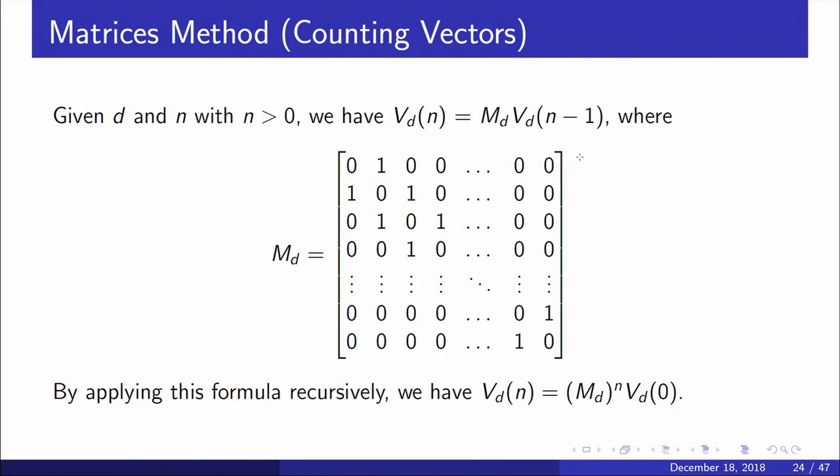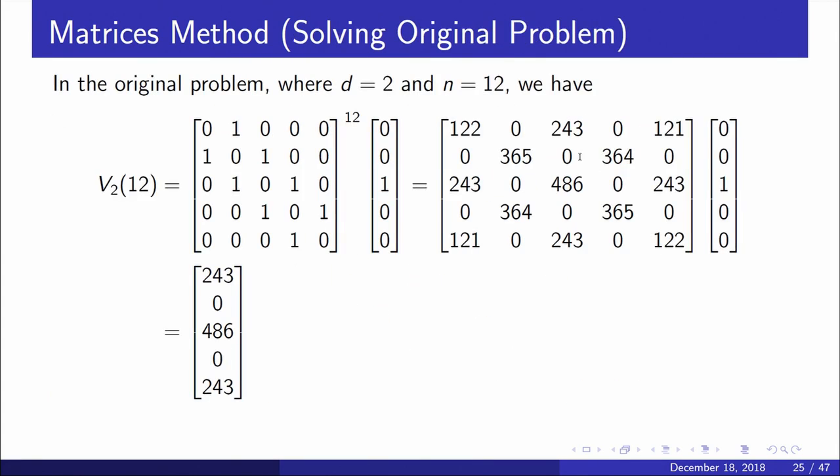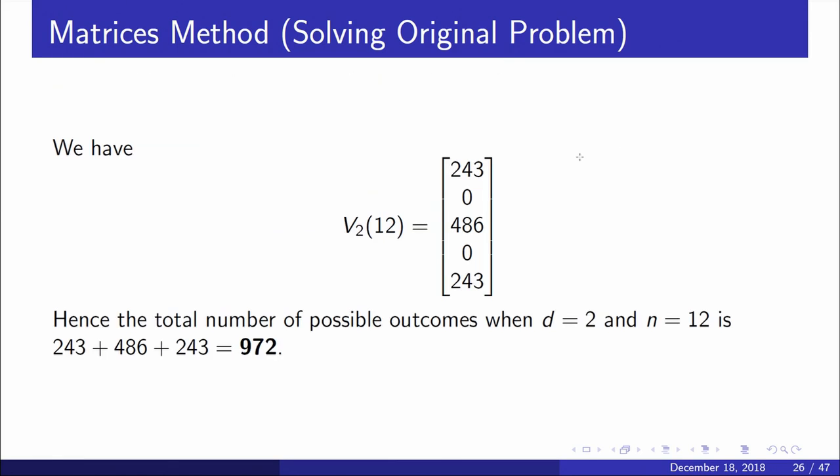So now we can try to find a transition matrix, M_d, such that V_{d,n} is equal to M_d times V_{d,n-1}, where M_d is shown here. Applying this formula recursively, we have V_{d,n} equal to M_d to the nth power times V_{d,0}. In the original problem, recall that d is equal to 2 and n is equal to 12. So V_{2,12}, the vector, should be in this form, so we can still calculate the answer, which is 972.